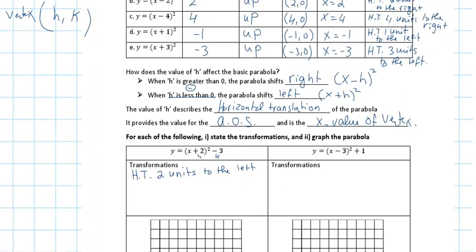How about the k value? What does the k value do to my graph? We just did that. So vertical translation. How many units down? 3 units down. We're putting two things together here. We're putting together what we learned on the previous page and what we learned on this page.